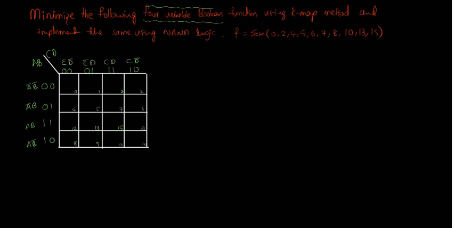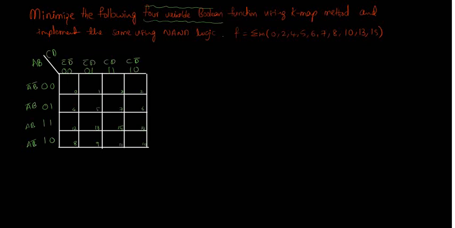In this video, let us see one of the previous questions on K-map. The question is: minimize the following 4 variable Boolean function using K-map method and implement the same using NAND logic. So after minimizing this particular expression, we need to realize that particular expression with the help of NAND logic.